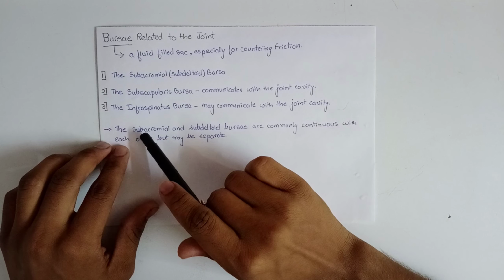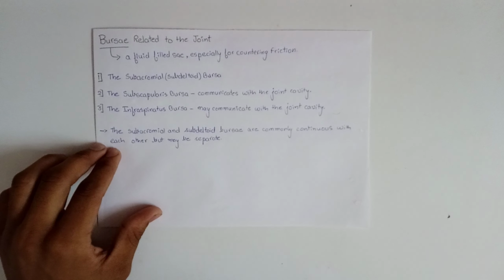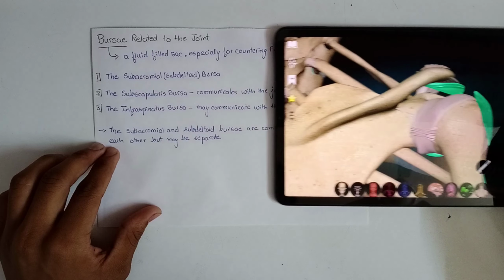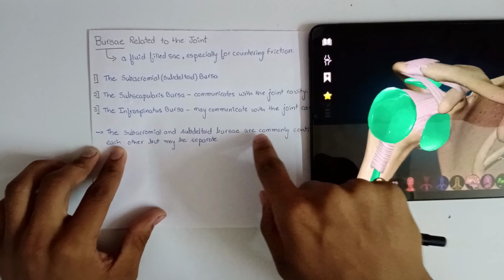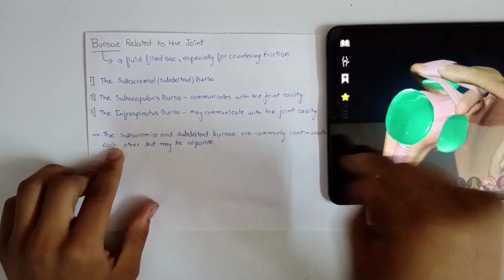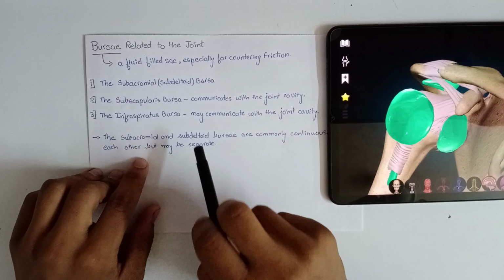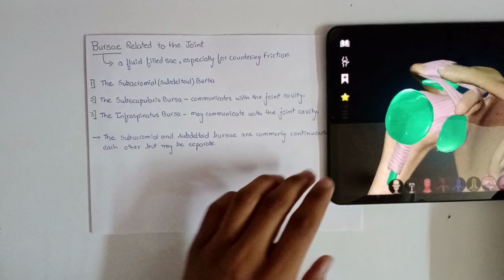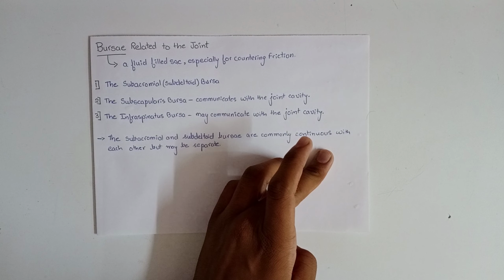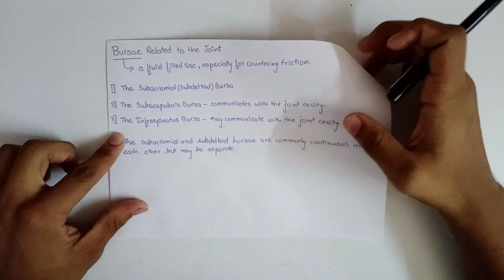Here is the point to remember. The subacromial and subdeltoid bursa are commonly continuous with each other but may be separate. So the bursas were subdeltoid and subacromial bursa. They both are commonly continuous, and together they are commonly known as subdeltoid bursa, but may be separate. So we are done with the topic bursa related to the joint.